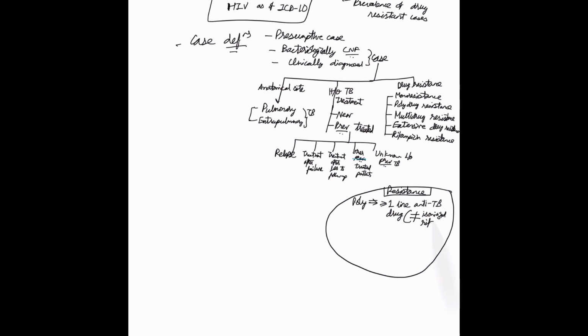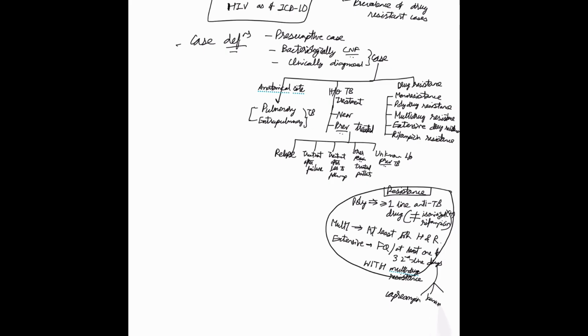Multi-drug resistance would involve at least both isoniazid and rifampicin, which are abbreviated as H and R. Extensive drug resistance involves resistance to one fluoroquinolone or at least one of the three second line drugs, that is capreomycin, kanamycin, and amikacin, with multi-drug resistance. So this is how we define the same. Then you have the definitions for treatment outcome.